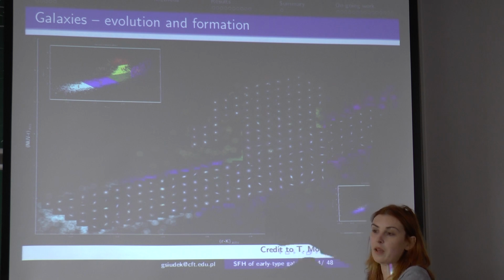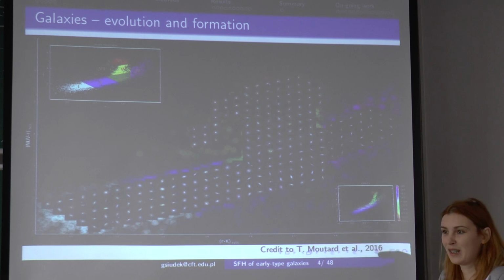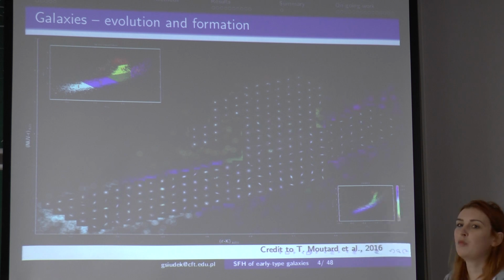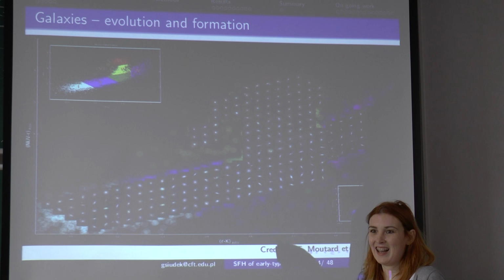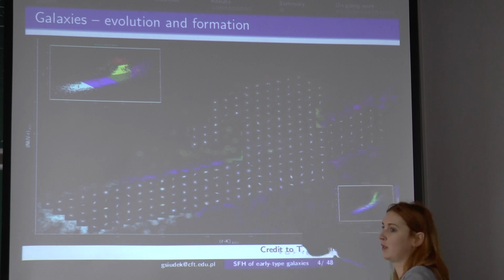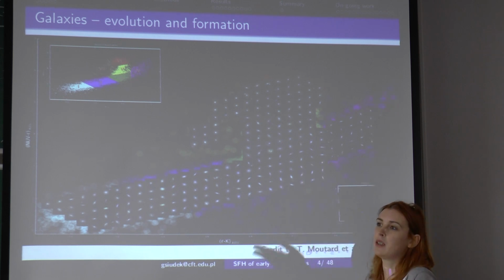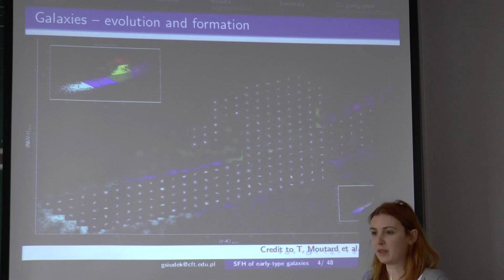So the y-axis is the age? No, the y-axis is the color. And the x-axis is a kind of luminosity of galaxies. A particular combination of colors can be linked to age. From such a diagram, we can say something about the properties of galaxies.